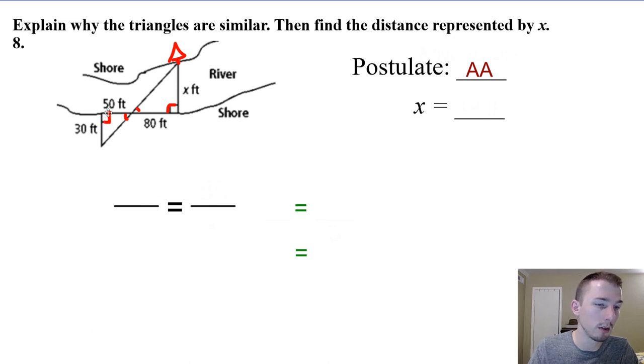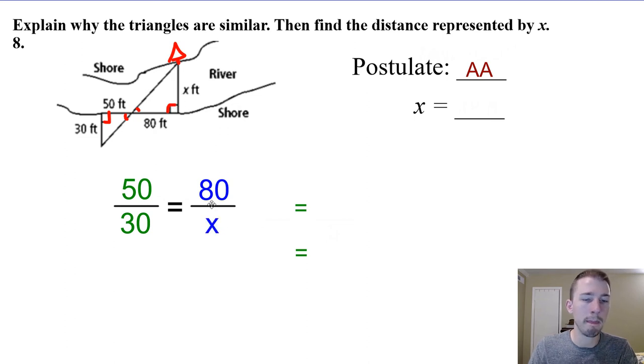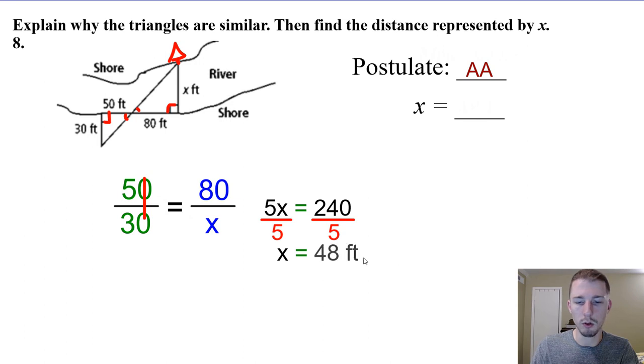So our distance along the shore of 50, I'm not sure how I set this one up. Yeah, 50 corresponds with the 80, just as the 30 will correspond with the distance here of x. Then there's lots of things you can do. If you notice, these both end in 0, so we could actually reduce that by dividing by 10. So we basically get 5x is equal to 240. Then divide by 5, leaving us with x is equal to 48. So 48 feet is the distance.